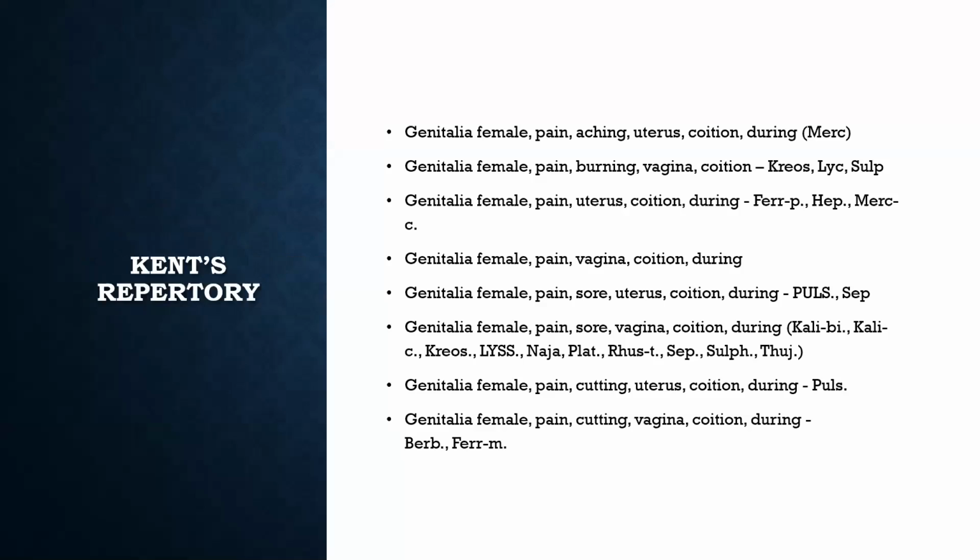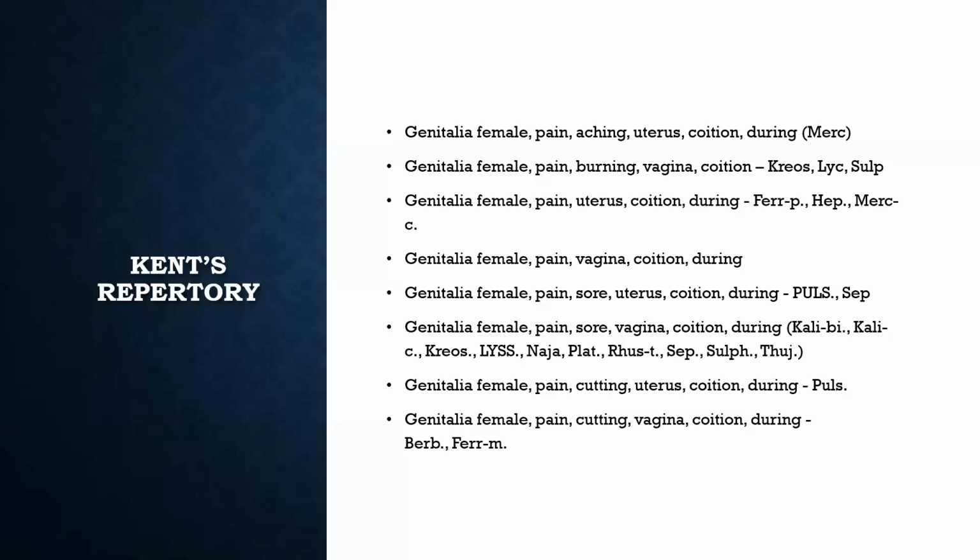Talking about the rubrics, there are again many rubrics. For example, I'll tell you, genitalia, female pain, aching, uterus coition during. In the same way, if you check, there are genitalia, female pain, aching, uterus coition after. There are rubrics like that. I've not written everything, but remember, if there is a rubric during, there is a rubric after too. Again, burning pain, vagina coition during. Pain, uterus coition during. Pain, vagina coition during. Sore uterus coition during. Cutting uterus coition during.